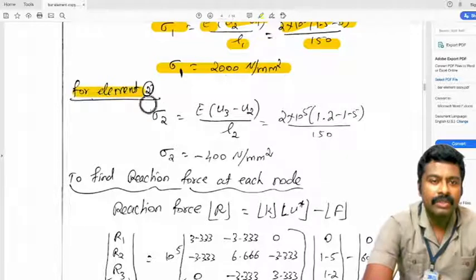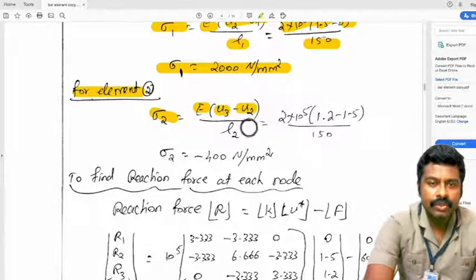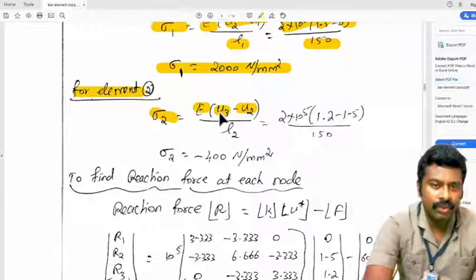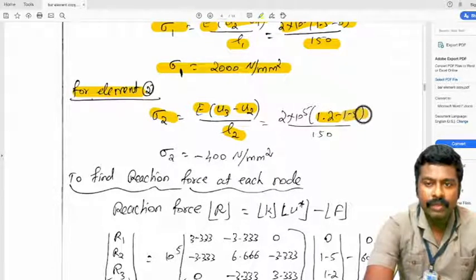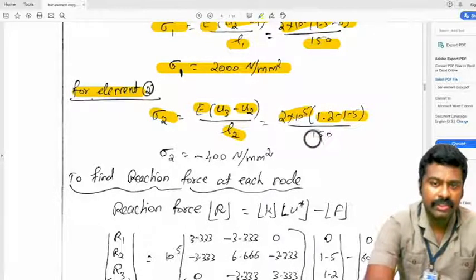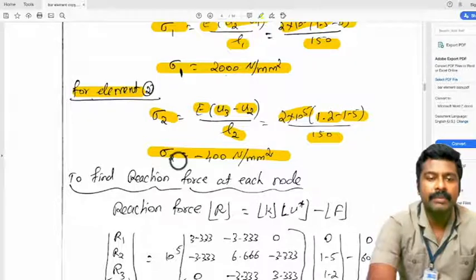For element 2, sigma 2 equal to E into (U3 minus U2) by L2, because there are 2 nodes in element 2, node 2 and node 3. U3 equal to 1.2, U2 equal to 1.5, Young's modulus equal to 2 into 10 raised to 5, length equal to 150. After simplifying this value, the value yields sigma 2 equal to minus 400 Newton per mm square.